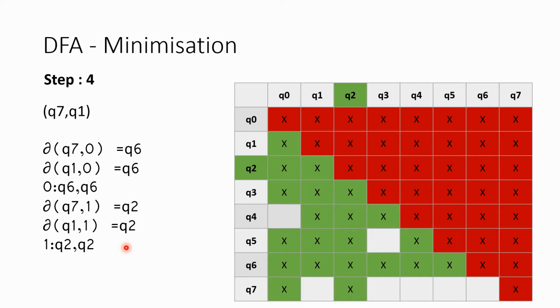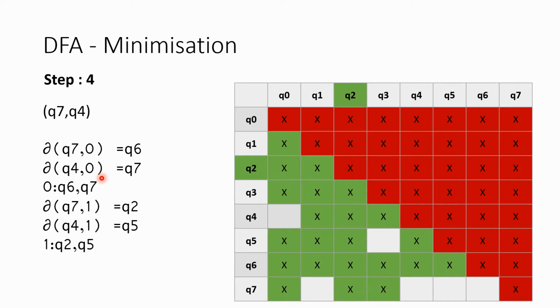And the next tuple set is Q7, Q1, for which we've got Q6, Q6 and Q2, Q2, which leave us undetermined about the tuple set Q7, Q1. So we are leaving it unmarked. Next, we're moving on to the next tuple set, which is Q7, Q3, for which we've got the values Q6, Q2 and Q2, Q6. So we know it is a non-equivalent tuple set, so we are marking it as non-equivalent.